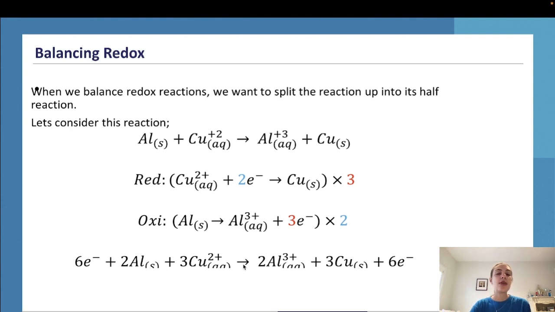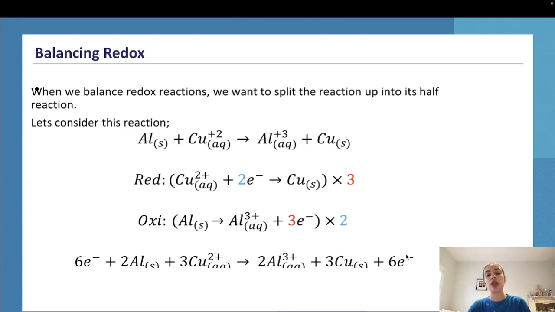And so if we're to add those two reactions together to make one entire reaction, we can put all the reactants on one side and all the products on the other side. And so when we do that, we get 6 electrons plus 2 aluminium solid plus 3 copper 2+, and that's going to make 2 aluminium 3+ plus 3 copper solid plus 6 electrons.